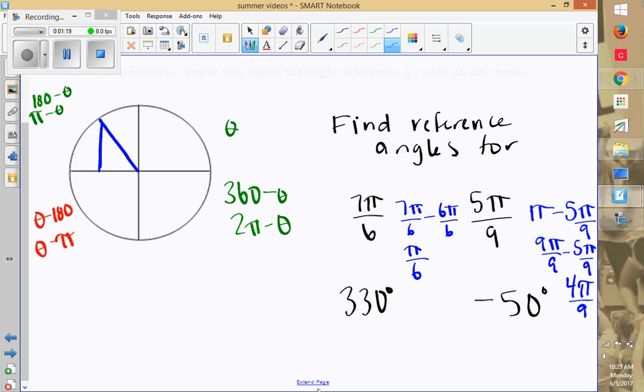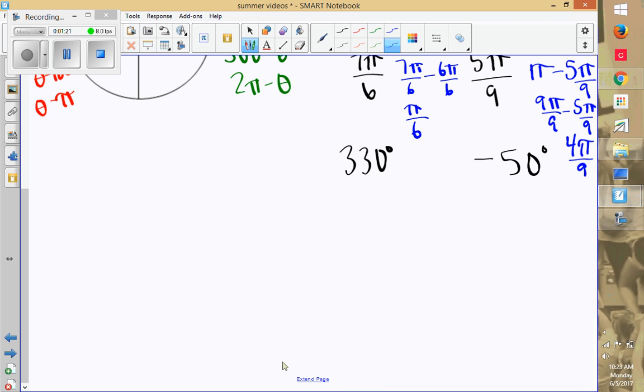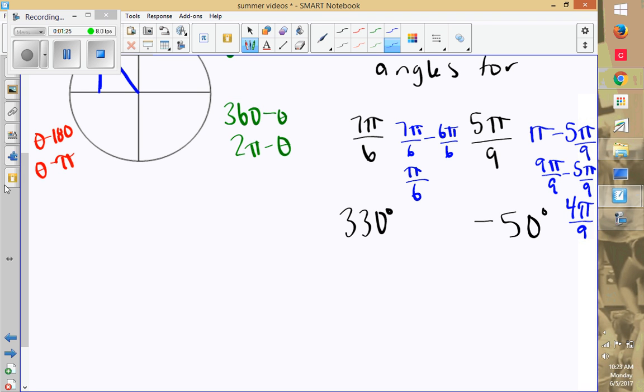We can do this with radians or degrees. So we just did 2 radian examples. Now let's look at some degree examples. If we have 330 degrees, it's going to take us all the way around into this fourth quadrant.